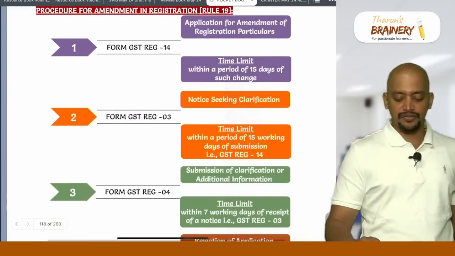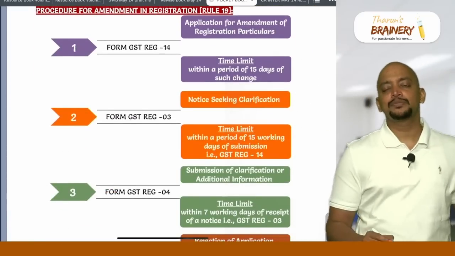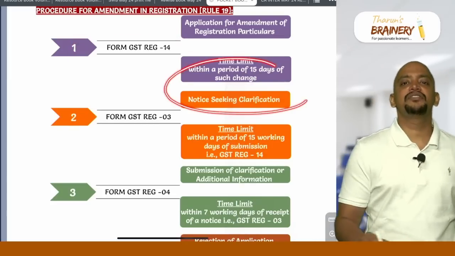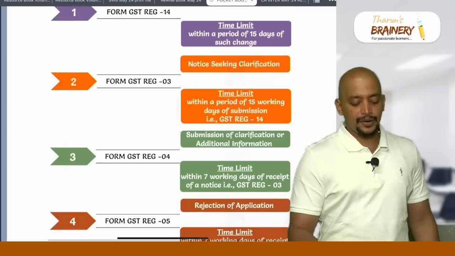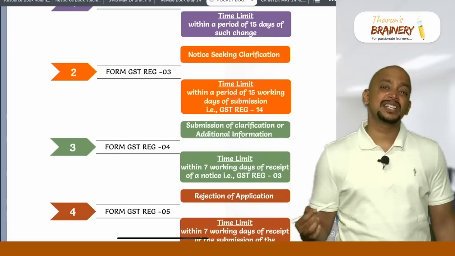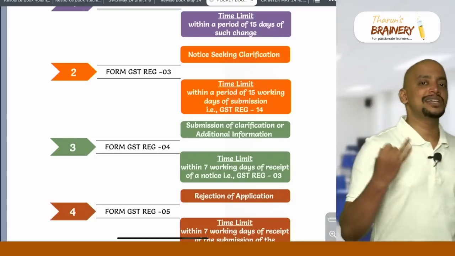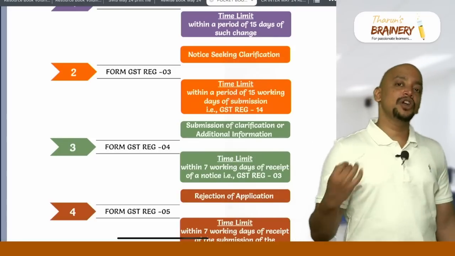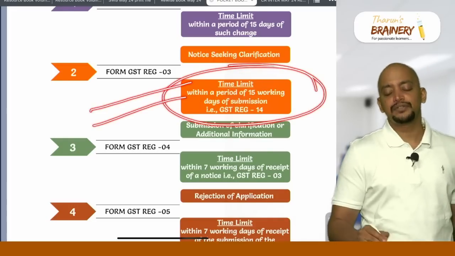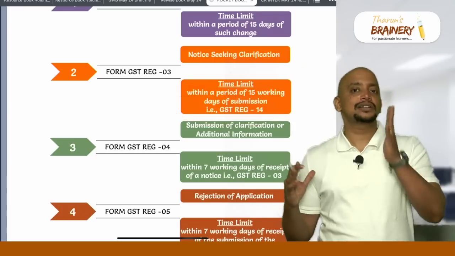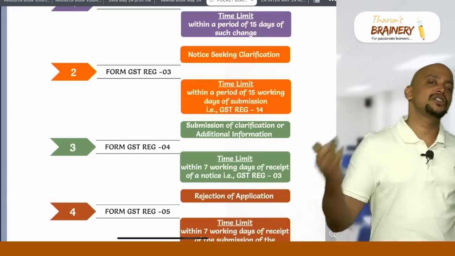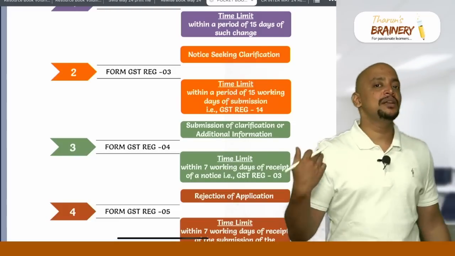So what is the procedure for amendment in registration? First we need to make an application for amendment, that is in REG 14. What is the time limit? Within 15 days of the change we need to notify. Once we make this application for amendment, it will be forwarded to the proper officer if it is related to change in name, change in address, or change in top management. If the officer is satisfied, he will grant. Otherwise, within 15 working days, he will give a notice. So within 15 working days, either the officer will grant the amendment order or he will give a notice. If neither a notice nor an amendment order is issued within 15 working days, it is deemed to be approved.